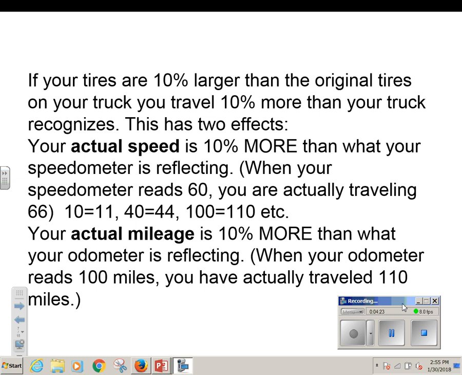So your mileage, though, is 10% more than what your odometer is reflecting as well, because your odometer is actually on your axle reading. And so when your odometer reads 100 miles, you've actually traveled 110 miles. So it might be a benefit for your mileage, but it's actually bad for your speed, according to your speed limits.